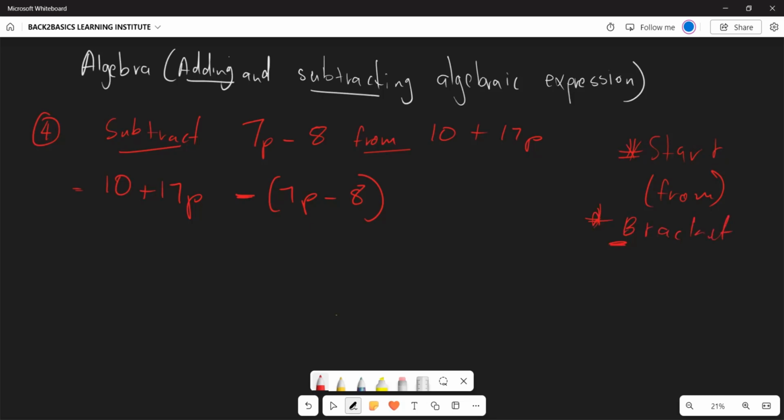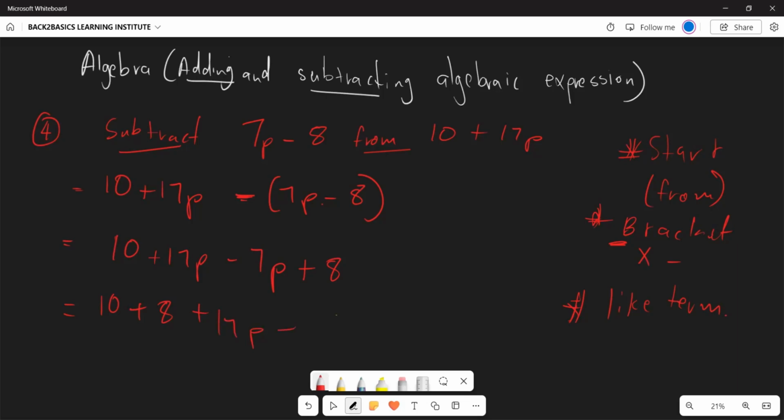Now, which means you're going to multiply your bracket with a negative, right? So this is going to be same as your 10 plus your 17p, subtract your 7p, and then the negative and the negative this time around are going to give you your positive 8, right? Then you are going to look for like terms. Do you have anything that is in common? Yes, you have 10 plus 8, which are common because all of those are constants.